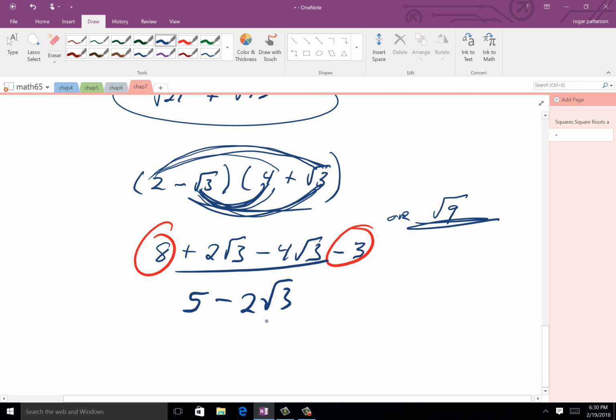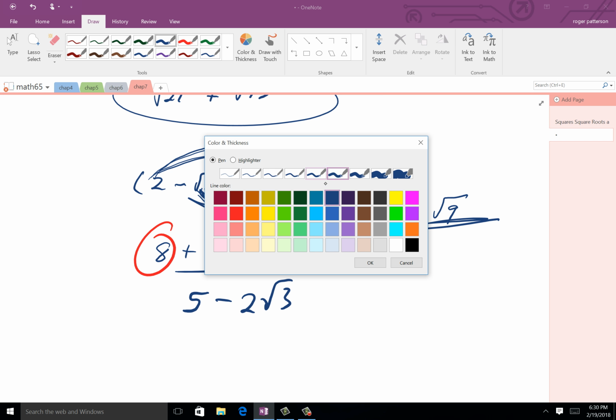Good. So most of the time, just like with all those other FOIL problems that we were doing, I said almost every single time the stuff in the middle is going to combine. The same thing's going to happen here. Not every time, but most of the time, so you have to look for that.